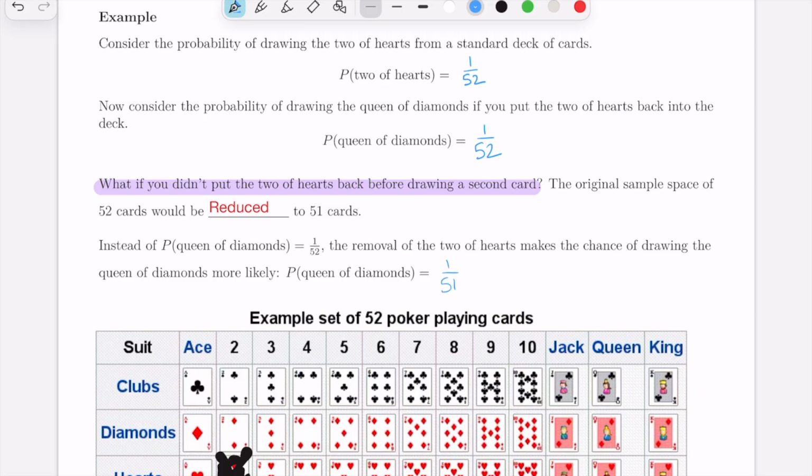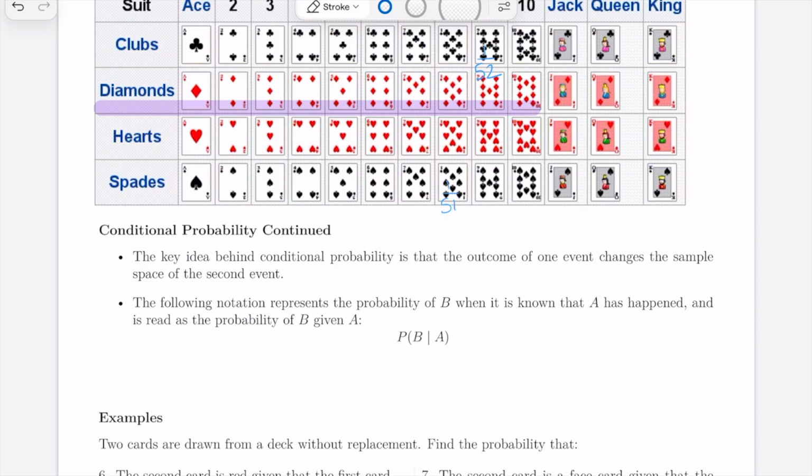That probability changed. So given that you drew a two of hearts and didn't replace it, what's the probability of drawing the queen of diamonds? 1 out of 51. The main idea behind conditional probability is that the outcome of one event changes the sample space, right? We went from having 52 cards in the deck to having 51 cards in the deck, and that's what changed.